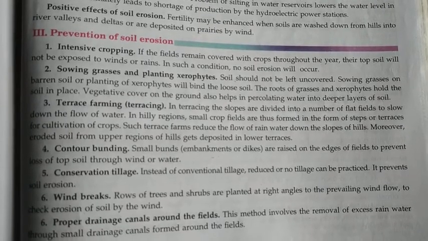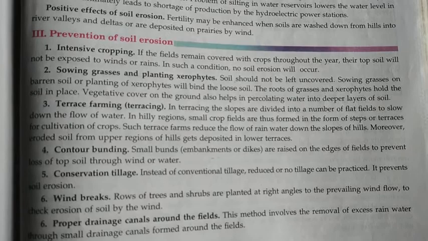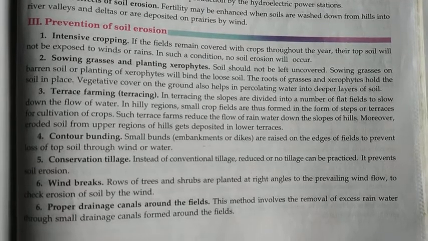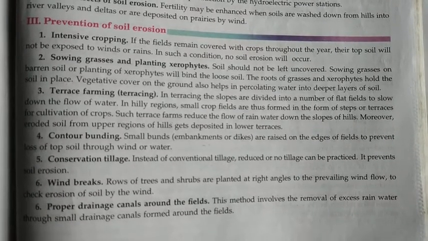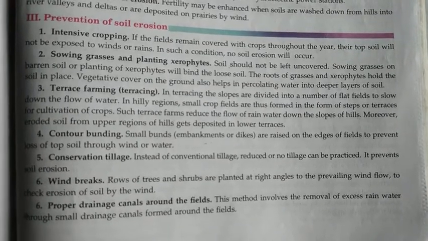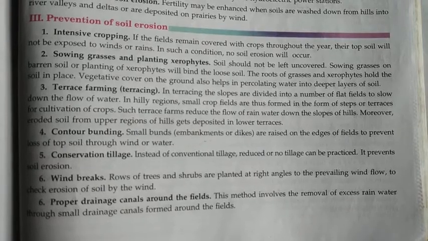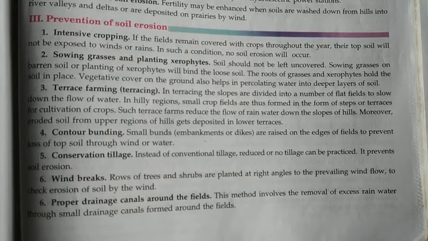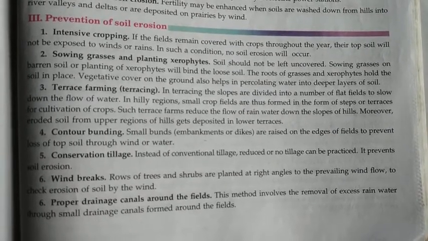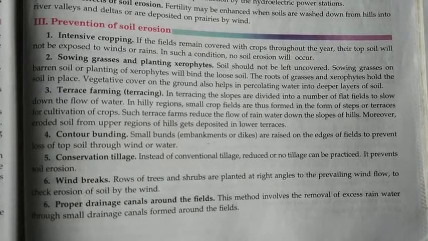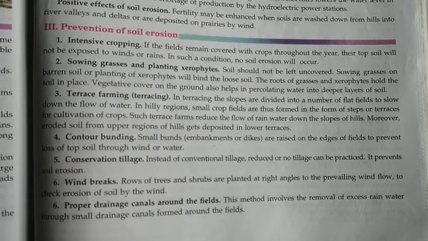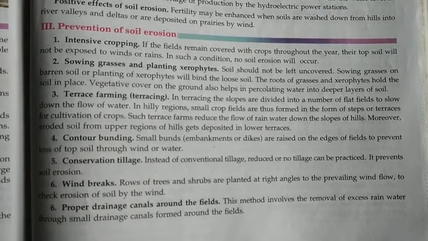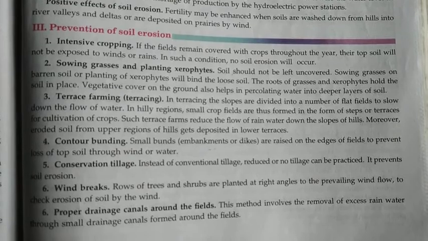Such terrace farms reduce the flow of water down the slopes of the hills. The eroded soil from the upper regions of the hills gets deposited in the lower terraces. So there is no chance of more soil loosening, and it is not going to flow into the water bodies. It will be stored in the successive steps of the farming lands, so it will not flow along with the moving water into the water bodies. That is called terrace farming.